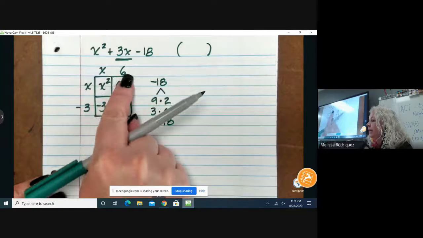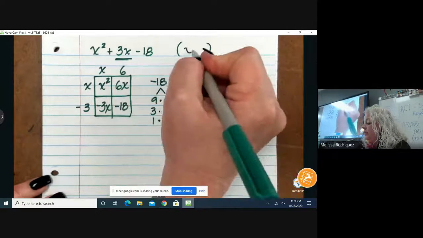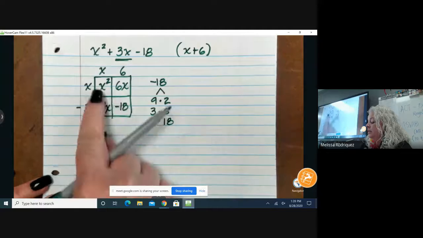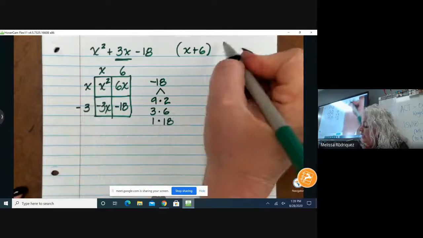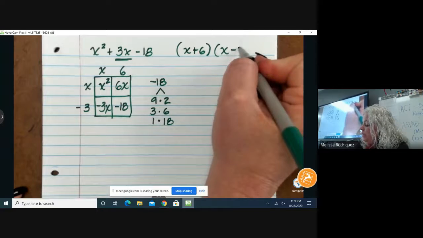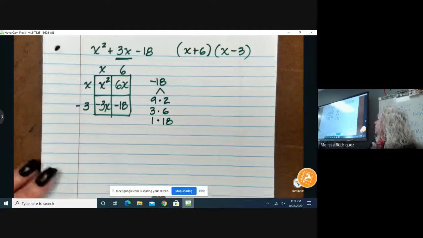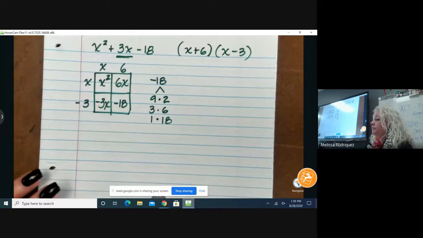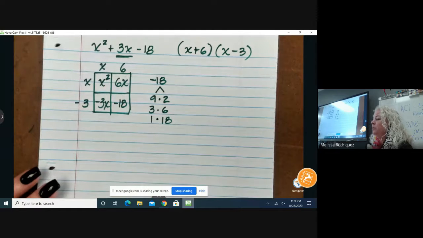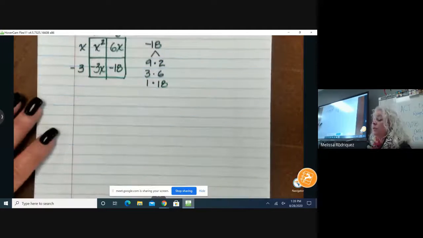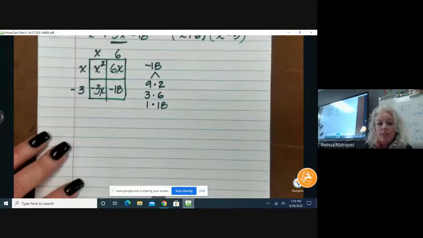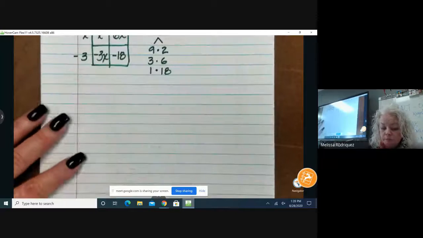What is on top here? An x and a 6. Positive. X plus 6. And what do I have going down the side? X minus 3. And I factored. Look familiar? Okay, maybe it has been a couple of years. So, questions? Let's do another one.